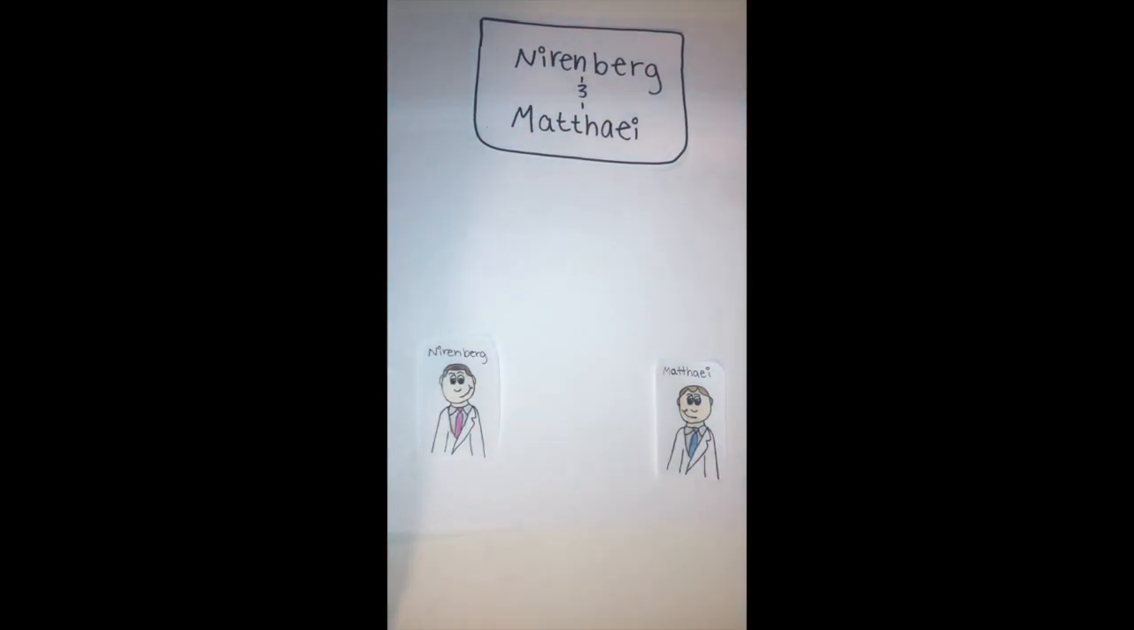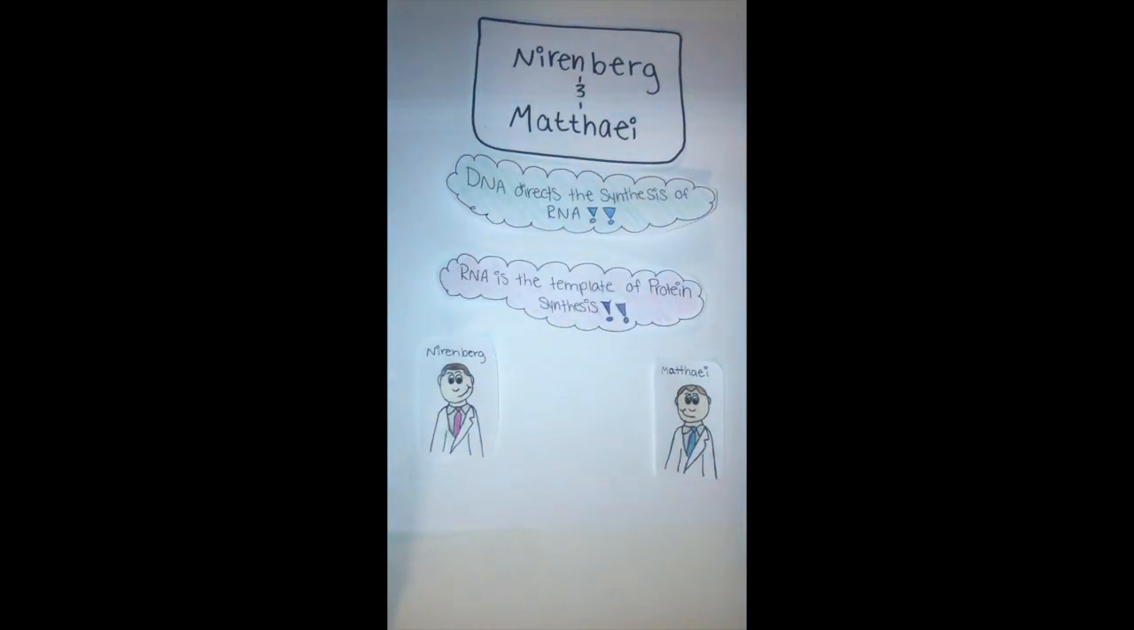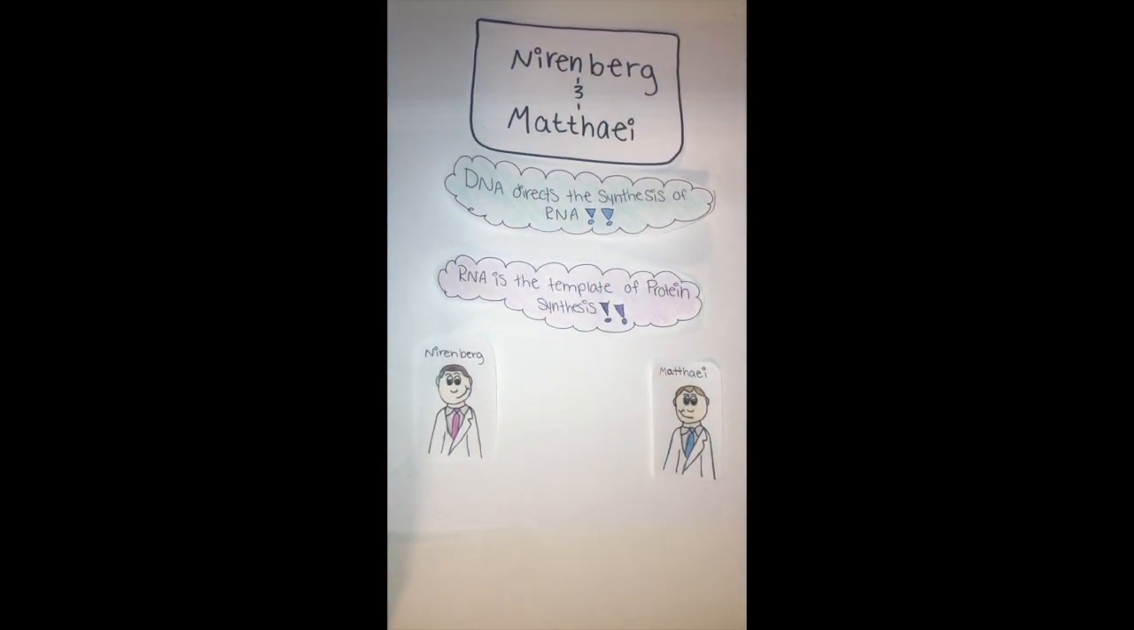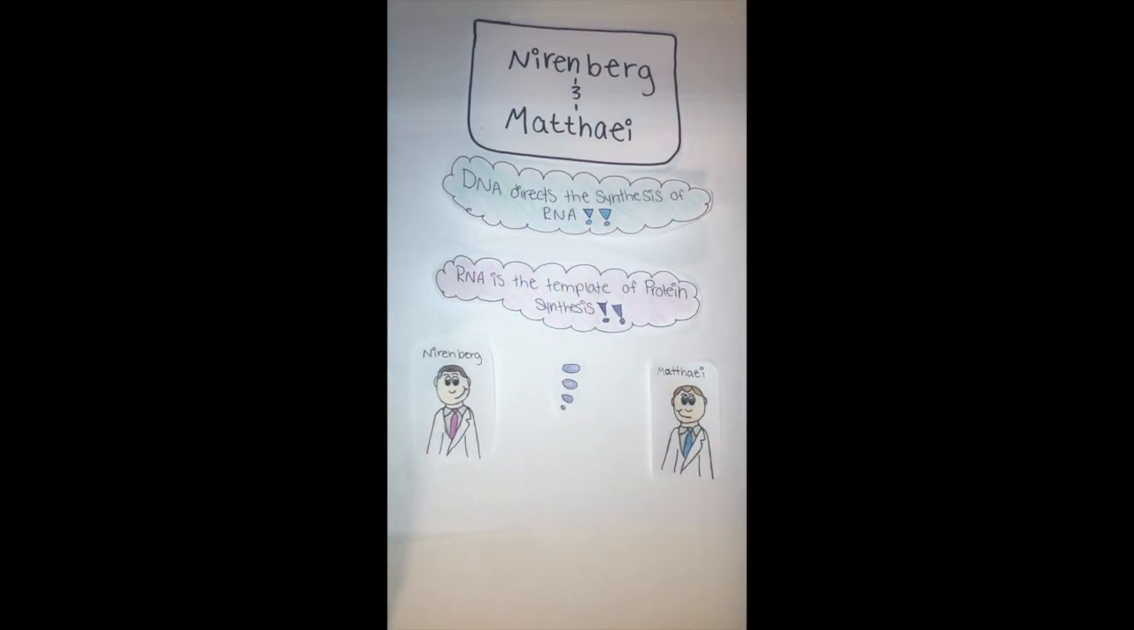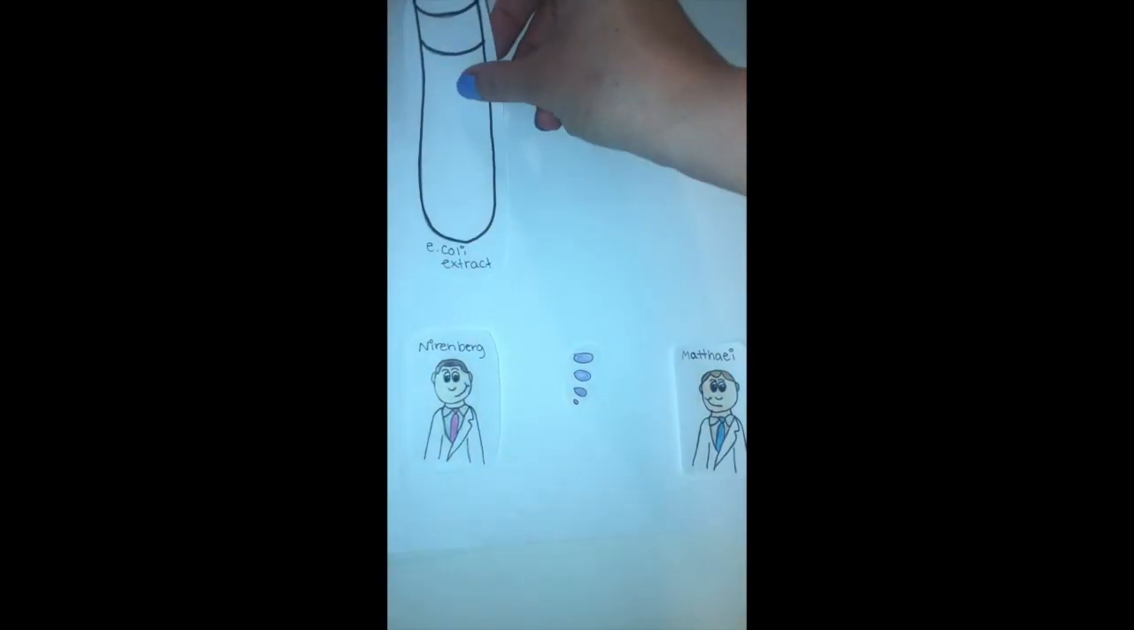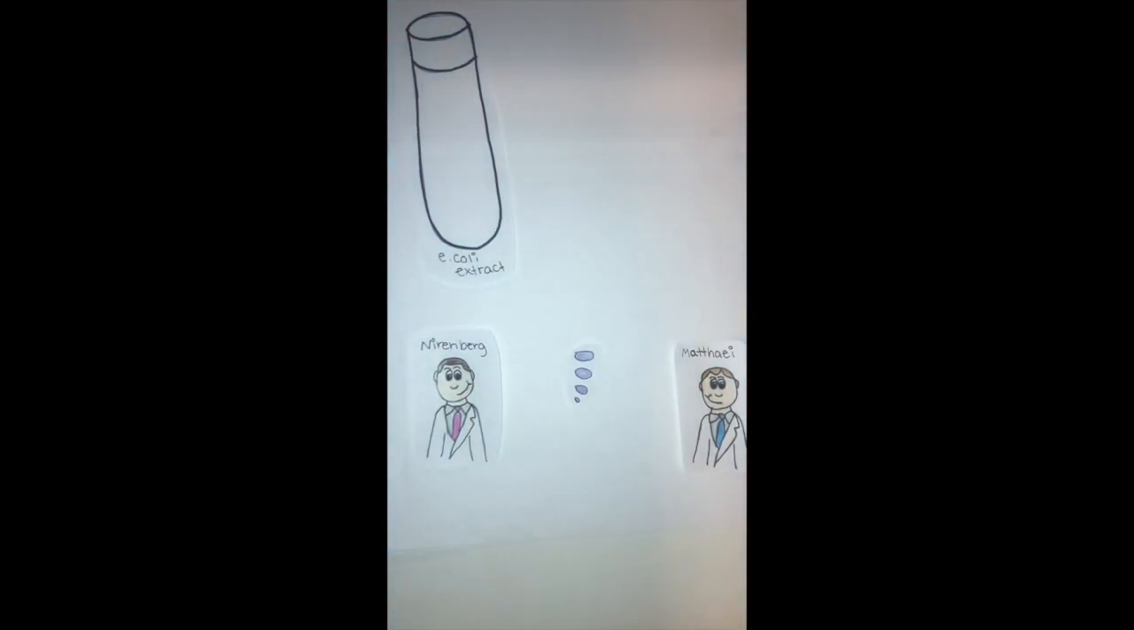By the 1960s, it was known that DNA directs the synthesis of RNA. It was also known that RNA is the template of protein synthesis. Nirenberg and Matthaei used this knowledge to gain an understanding of which of the three-base codons coded for which amino acid. They began by preparing extracts made from E.